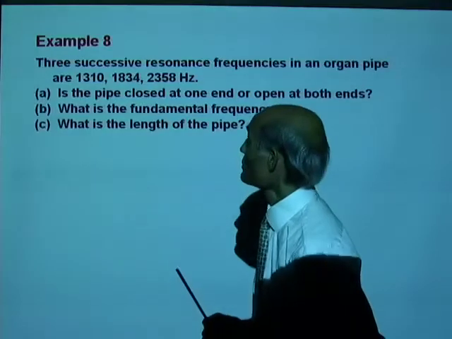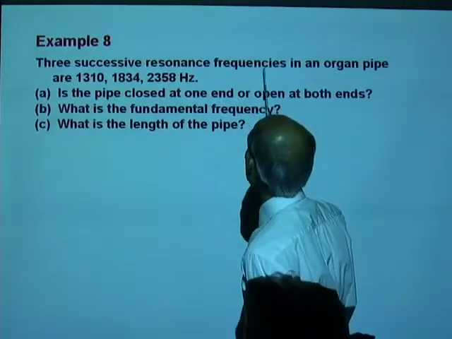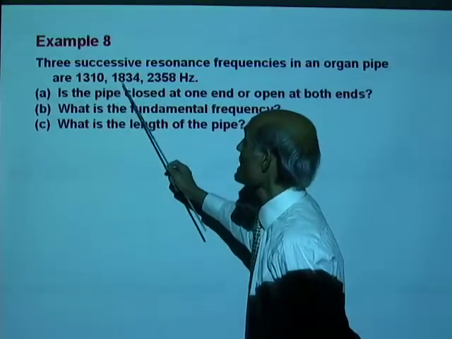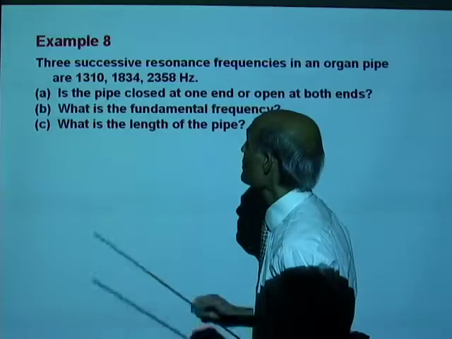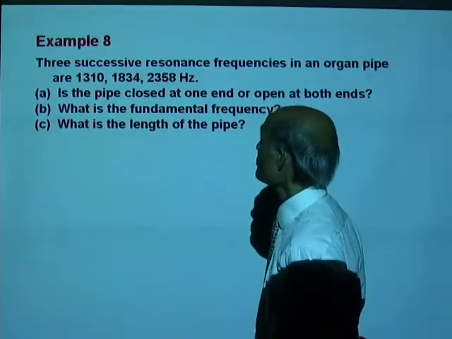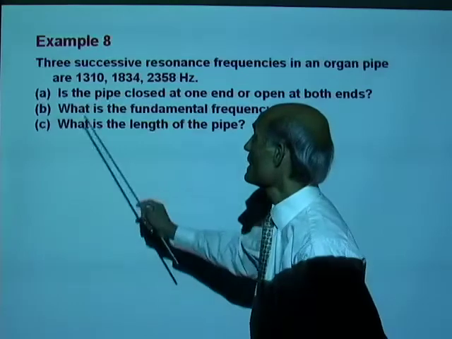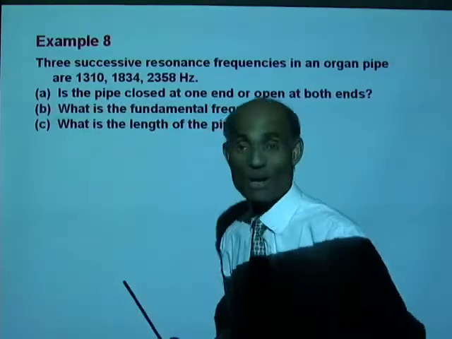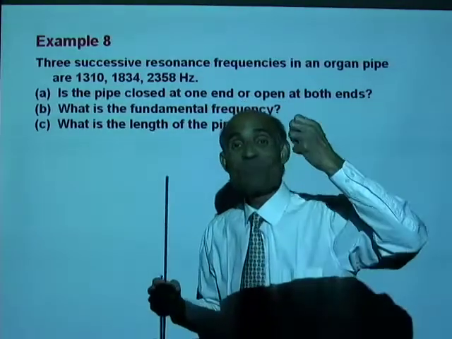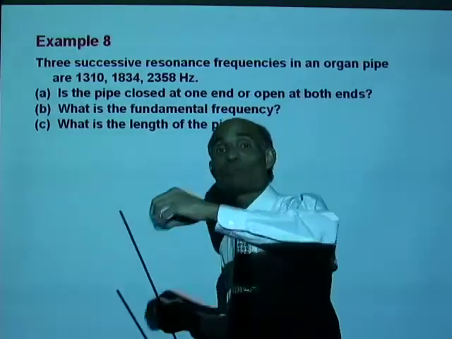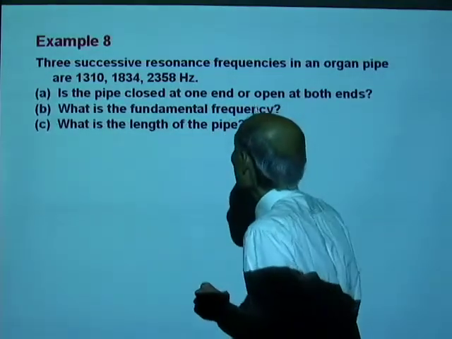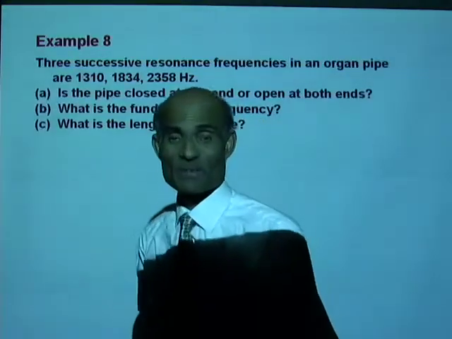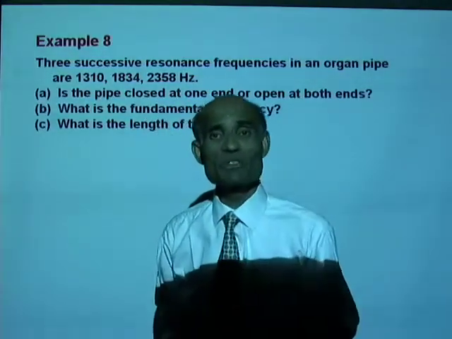Another one. 3 successive resonance frequencies in an organ pipe are 1310, 1834 and 2358 hertz. Is the pipe closed at one end or open? In other words, is the pipe a closed pipe or an open pipe? What is the fundamental frequency? What is the length of the pipe? Now, do you understand the given information?